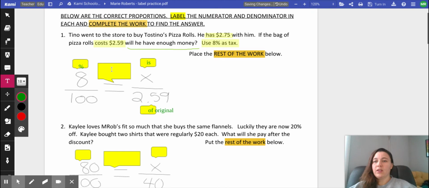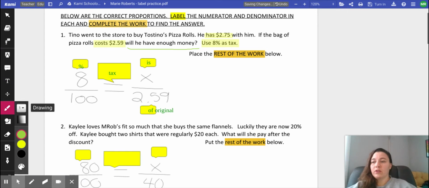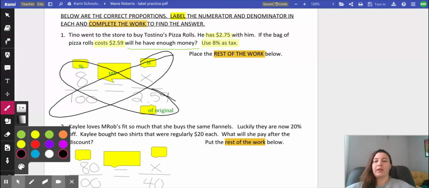Okay, and I want one more label. This is the important part. What is that 8% for? That 8% is for the tax. So when you are done doing the rest of the work, which you are going to do yourself, when you are doing your cross multiplication, the cross multiplying, and then you do your dividing by the coefficient, don't forget to look at your mega notes that show you all the steps.